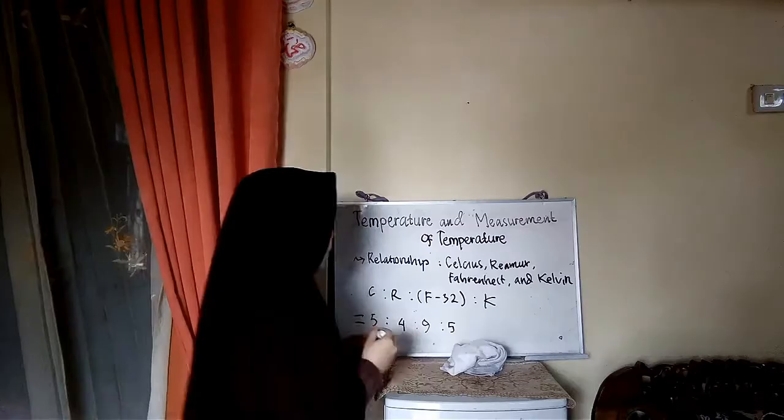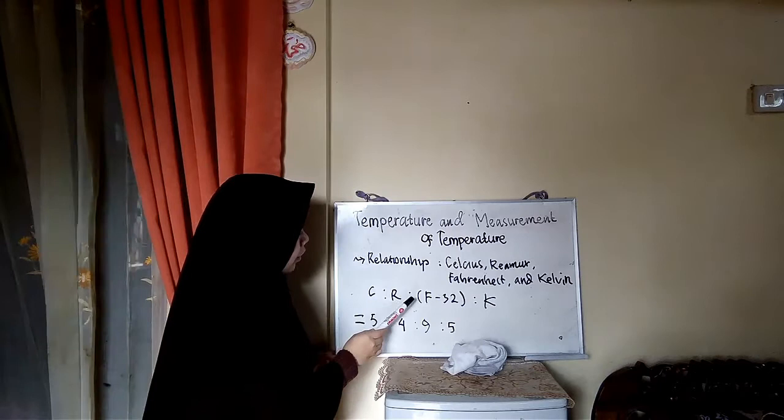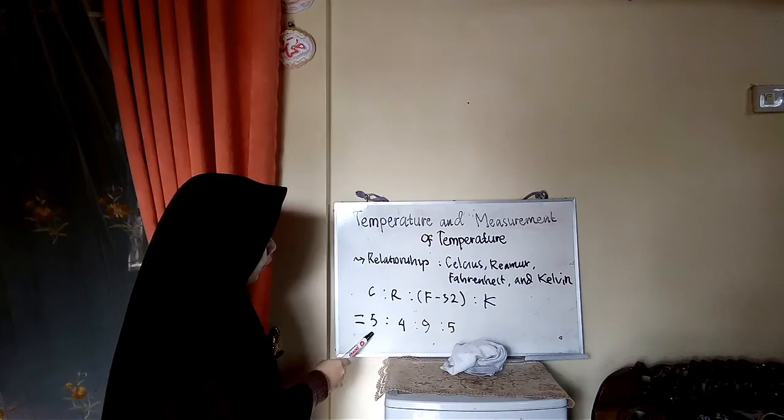Okay, for example of unit conversion. Okay guys, now we talk about the relationship between Celsius, Reaumur, Fahrenheit, and Kelvin. So C : R : (F - 32) : K equals 5 : 4 : 9 : 5.